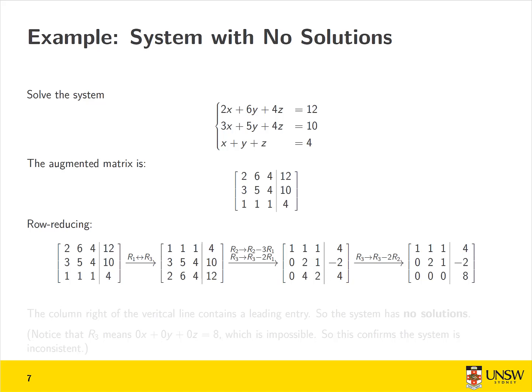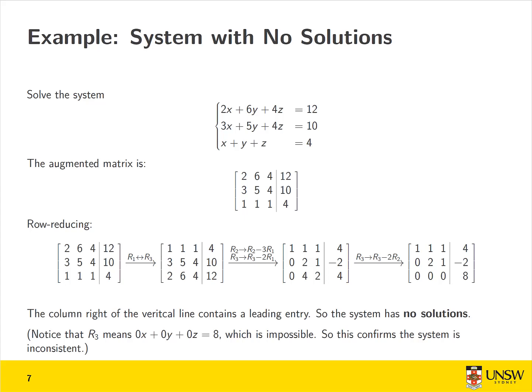The leading entries in this matrix are here, here, and here. There is a leading entry in the rightmost column, so we can conclude that the system has no solutions. The reason for this is that rewriting row 3 as an equation translates to 0x plus 0y plus 0z equals 8, which is of course impossible.